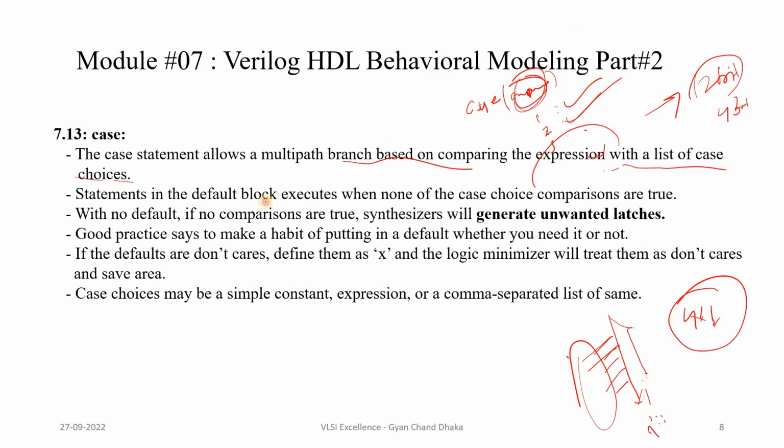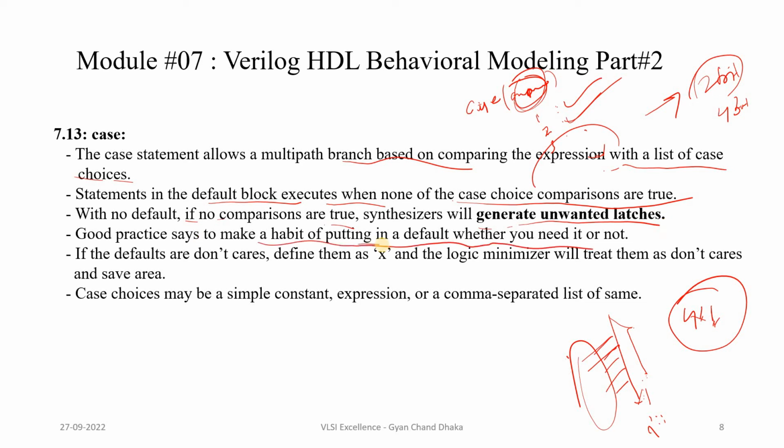Statements in the default block execute when none of the case choices comparisons are true. So we need to have a default case item as well. When none of our case choices matches, a default statement will get executed. With no default, if no comparisons are true, the synthesizer will generate unwanted latches. It is similar to if else if, where if we do not have an else part, extra latches will be generated in the hardware. In the similar way, if we do not have a default statement and none of our case choices matches, then again we are going to have latches in our design.